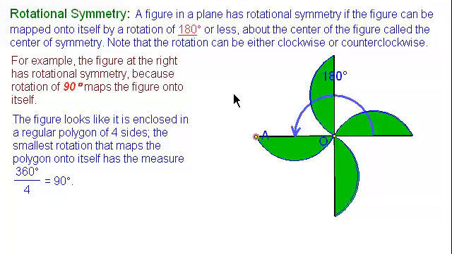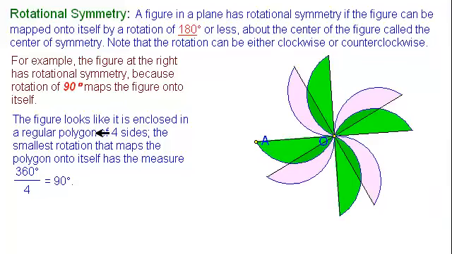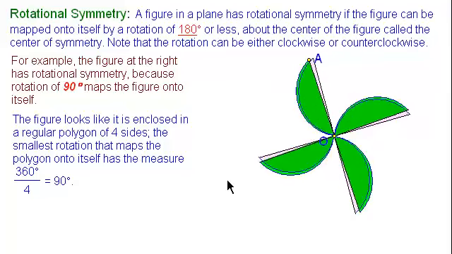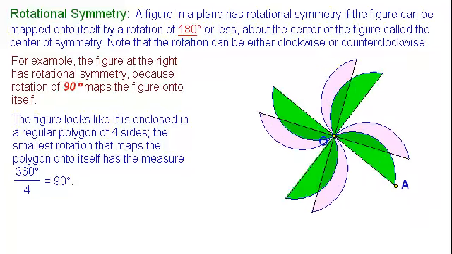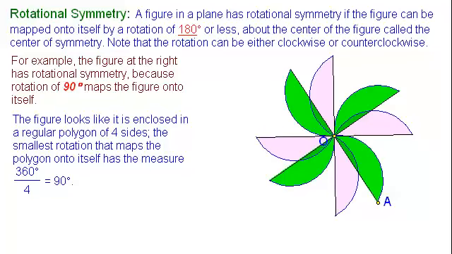I hope this demonstration helped you to understand what rotational symmetry is and how to find the least rotational symmetry.